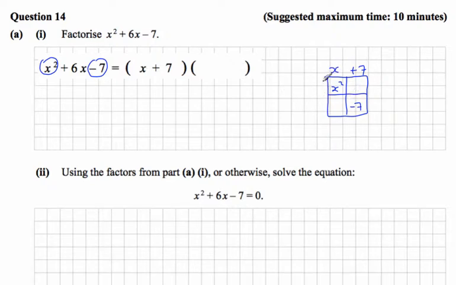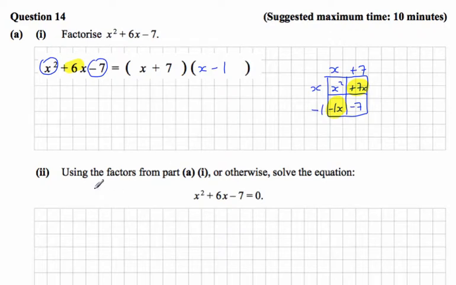So what do I times x by to get x squared? Well, that's obviously x. And what do I times 7 by to get minus 7? Well, that's got to be minus 1. So if we just check that, x times 7 in here gives us 7x, and x times the minus 1 is minus 1x. And if I combine those two terms, it should give me the middle term over here, and it does, because 7x minus 1x is 6x. So the missing factor is x minus 1.